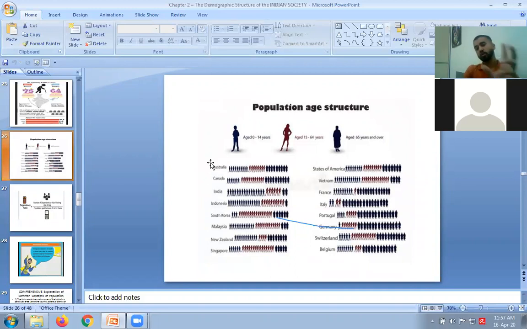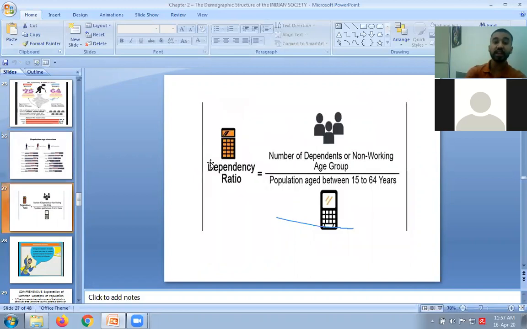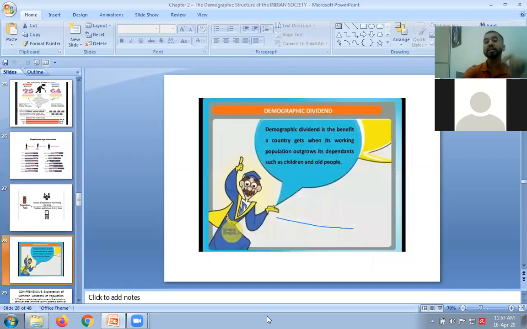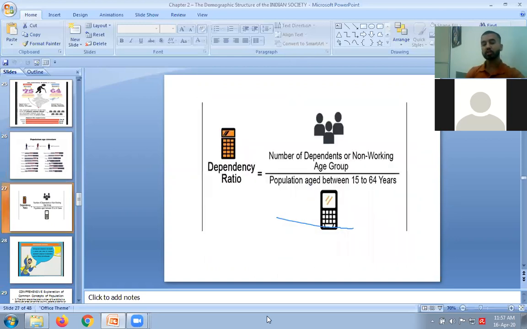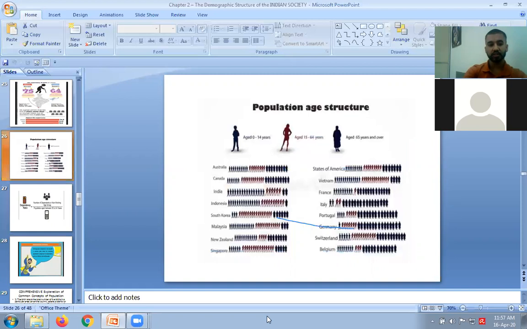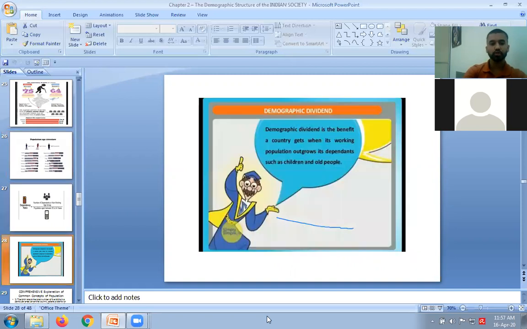And look, it's very important to understand this population age structure, because through this we can understand different things. Like through this population age structure we're going to understand dependency ratio, and then we're also going to understand the demographic dividend. These are the two concepts that are related to understanding of population age structure. So now we're going to discuss these two concepts, right?